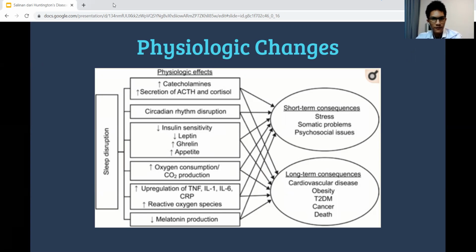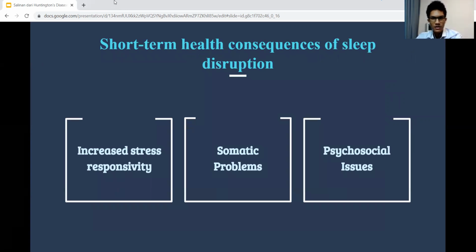Now that we know the physiologic changes, there are many consequences of sleep disruption, which may be divided into two: short-term and long-term. As for the short-term health consequences of sleep disruption, first, there are an increased risk and an increased stress responsivity. Now, fragmented sleep, as we know, may lead to an activation of the sympathoadrenal system, and thus leads to a production of a combination of transient hemodynamic, vasoconstrictive, and prothrombotic processes, and they are associated with a stress response, and thus ultimately it leads to an increased autonomic sympathetic activation.